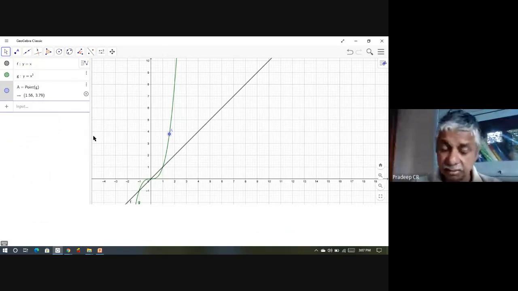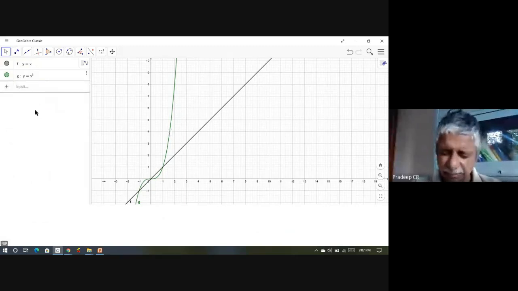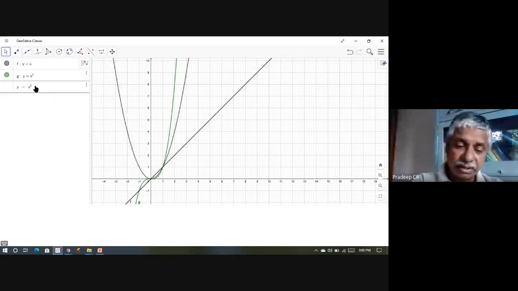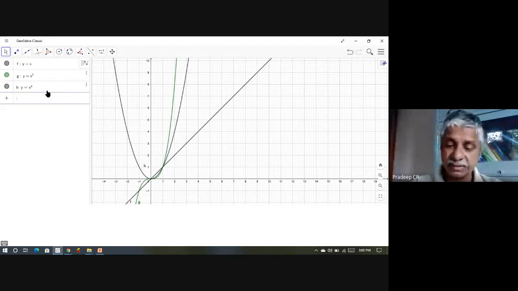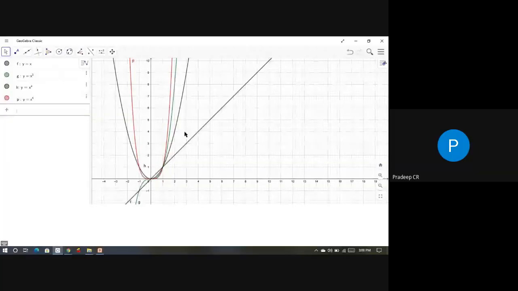But before that, I want to see various polynomials, various functions. I'm trying to give different examples of functions. And then I would like to give this also, y equal to x square. I want you to observe certain things in these. y equal to x power 4. You see, what is happening here is, this is the y equal to x curve, this is the y equal to x square curve, this is y equal to x cube, this is y equal to x power 4 curve.